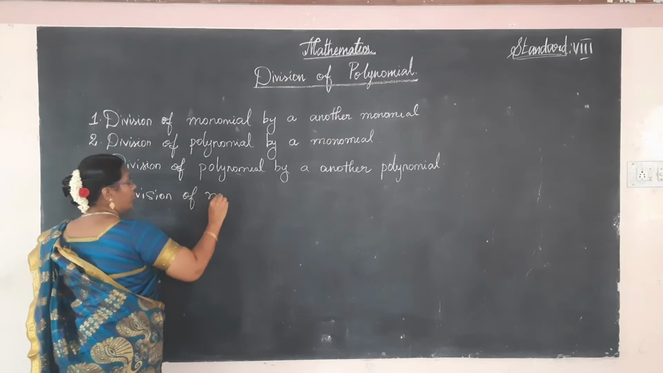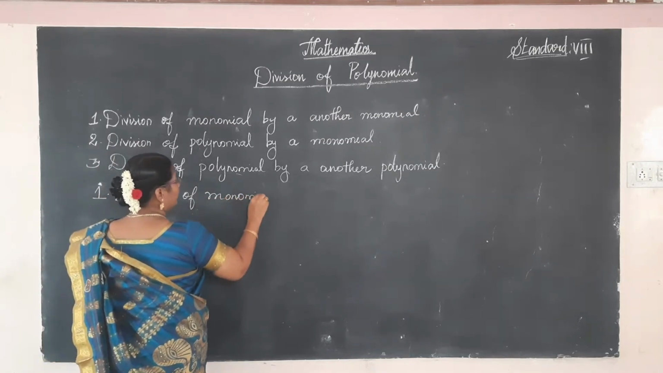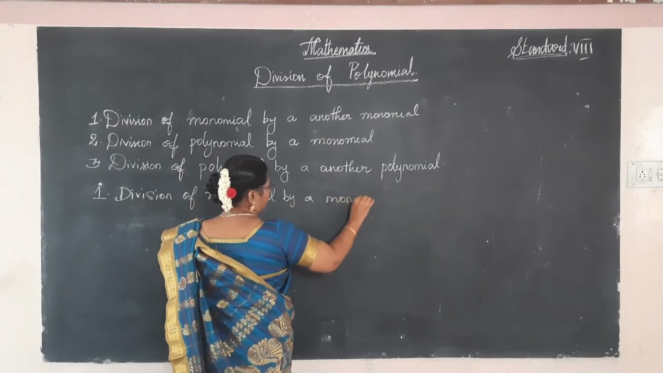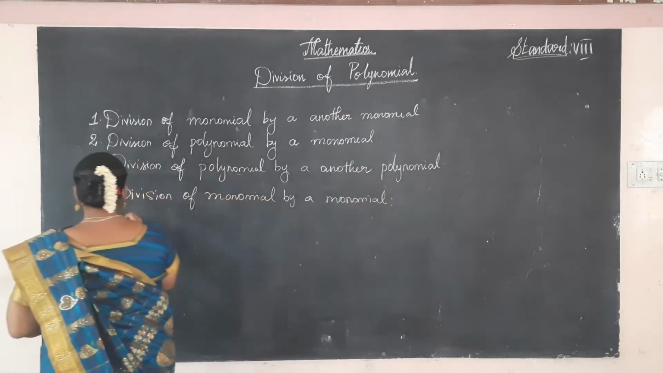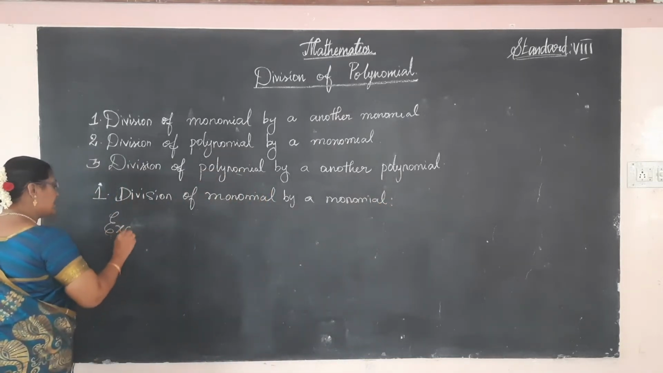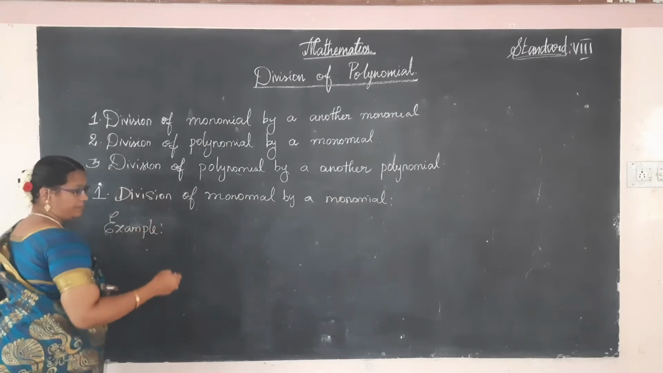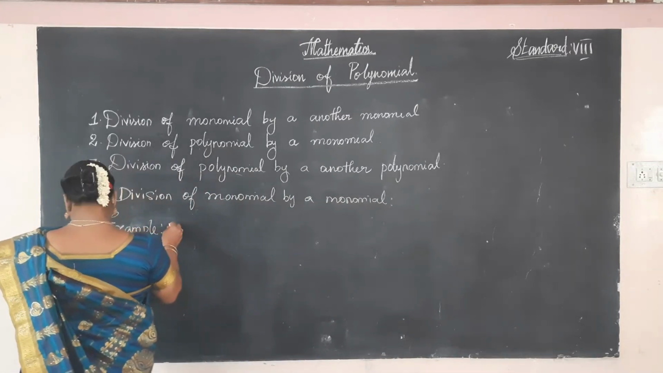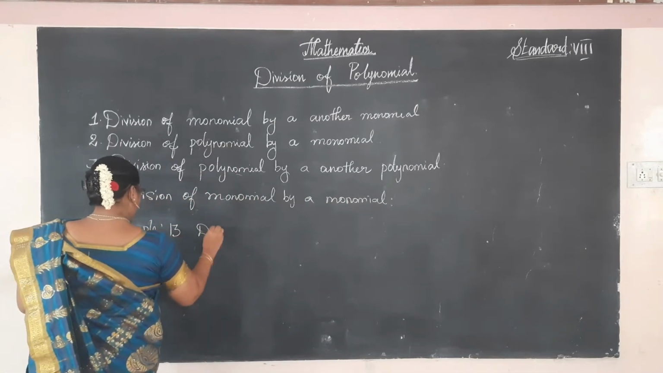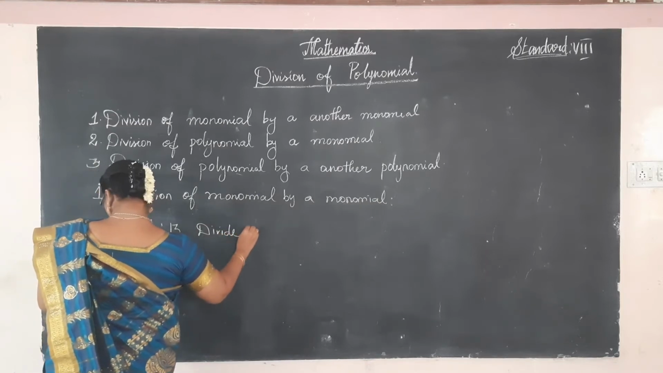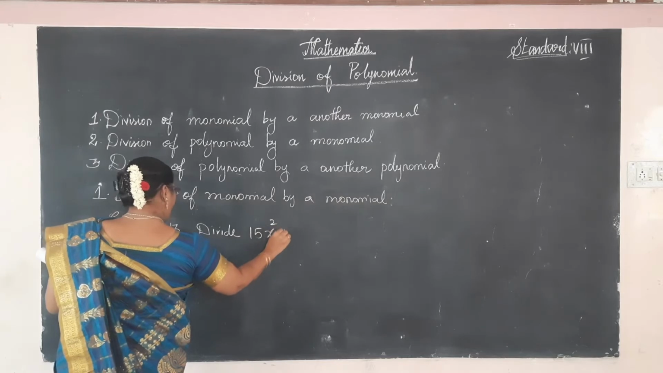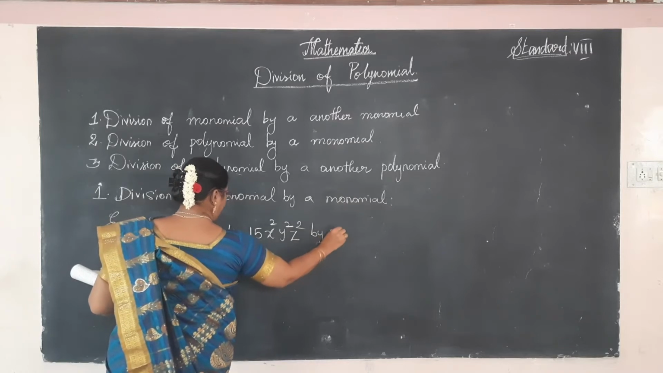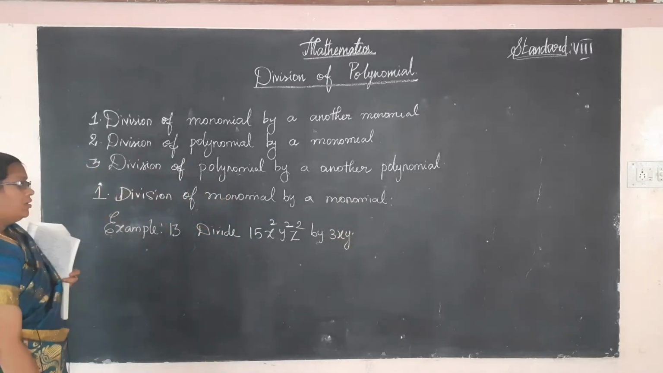Division of a monomial by a monomial. Okay, so how to do it? See one example. Divide 15x squared y squared z squared by 3xy. Okay. So what do we do?